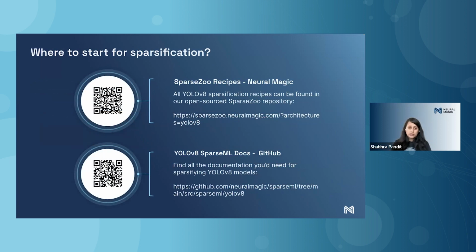The recipes, like I mentioned earlier, can be found again on our SparseZoo, and you can scan this link. For all other SparseML related documentation on YOLOv8 and even other stuff, you can go to SparseML, but specifically for YOLOv8, you can find it here at this link. Just scan it if you'd like.